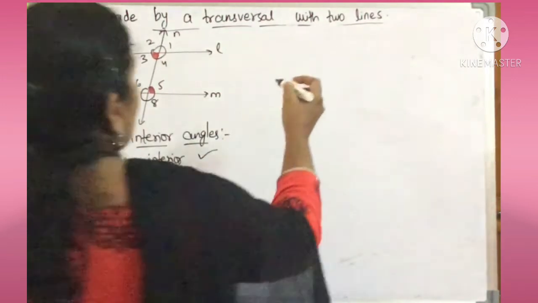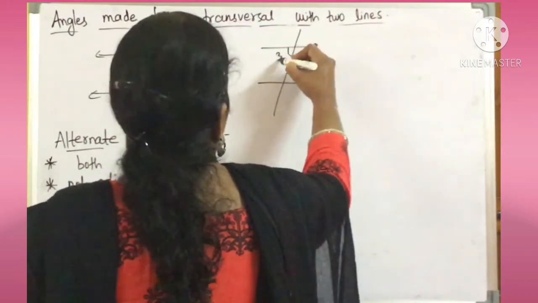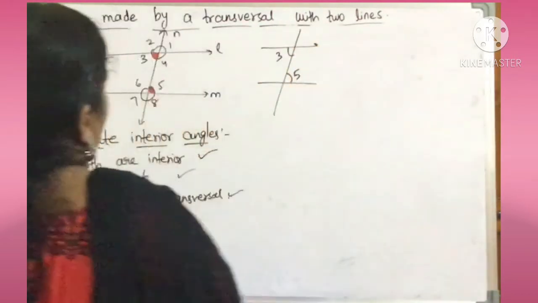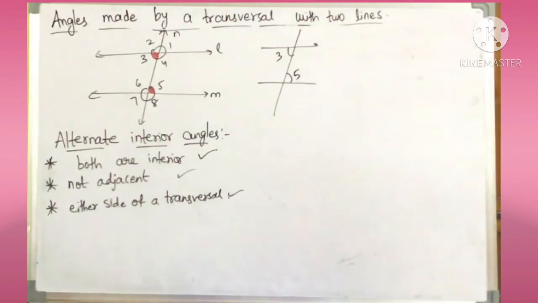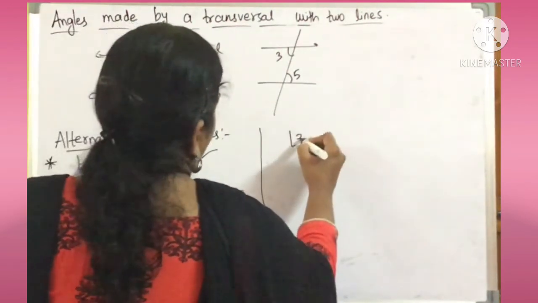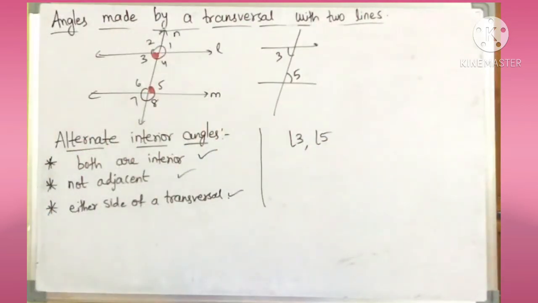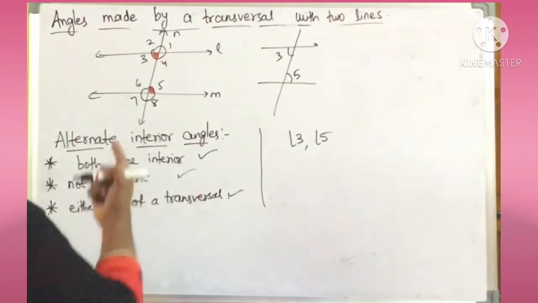So here I am drawing the figure once again. These are the two lines. Here 3 is here, 5 is here. Okay. Both are interior and they are not adjacent and on either side of a transversal. So I can take one pair as angle 3 and 5 as alternate interior angles. Coming to the next one, what is the other pair?